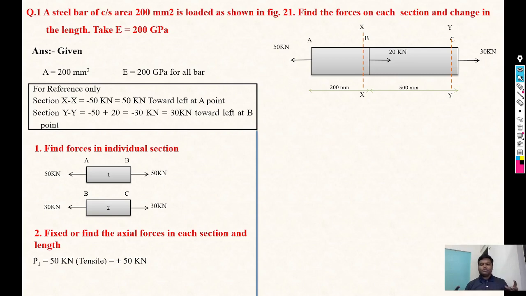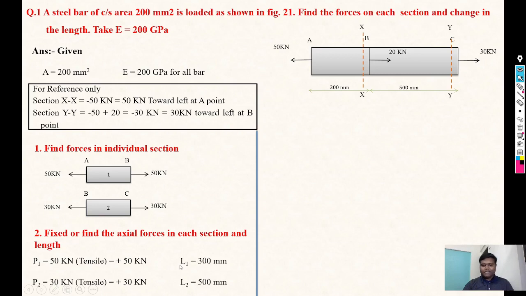If the force is compressive on your subsection, we will consider that force as negative, and if the force is away from the body, meaning tensile force, that force should be positive. So P1 means the axial force on section 1, tensile, positive. Similarly, P2 means the axial force on the second section, it is also tensile, so we consider it as tensile. So P1 is positive, P2 is positive, because both are tensile forces.